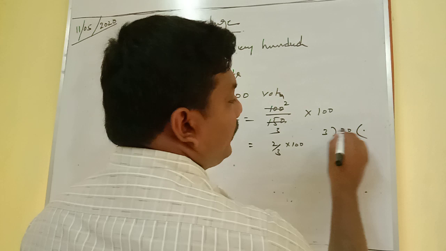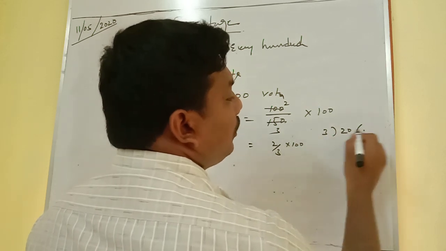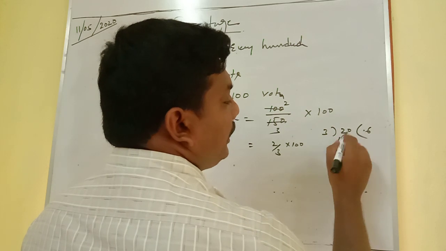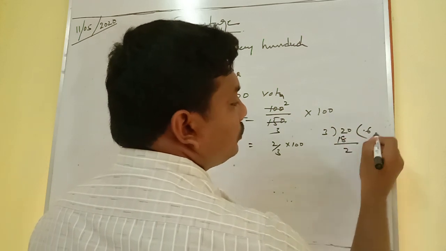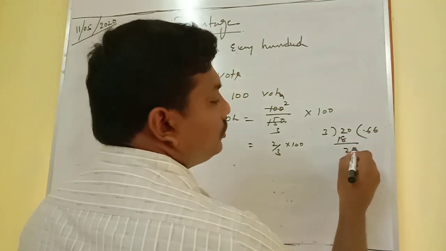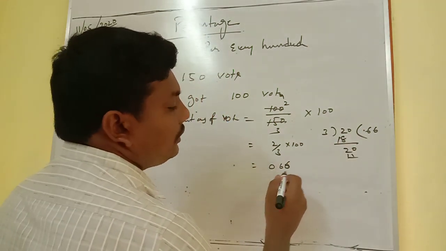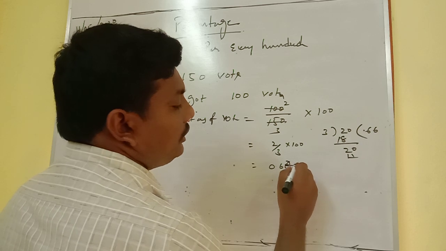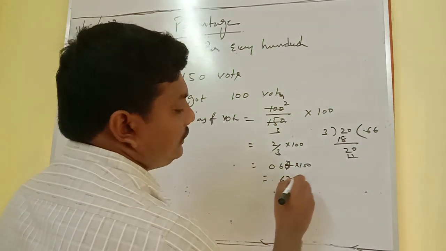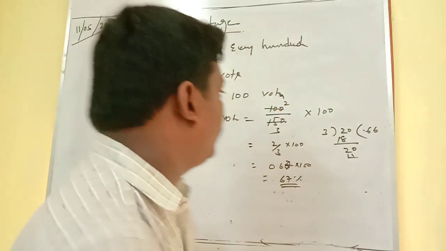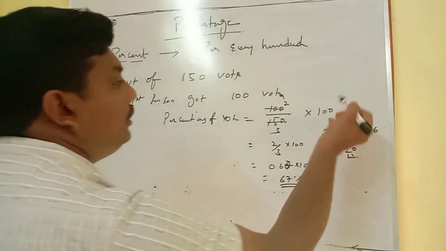You can take 3 2s are 6, and so on. Again it becomes 2, again 3 6s are 18, so again it is 2. That is 0.66 or 0.67 into 100. That is 67% nearly. So the first person got 67% of the votes.